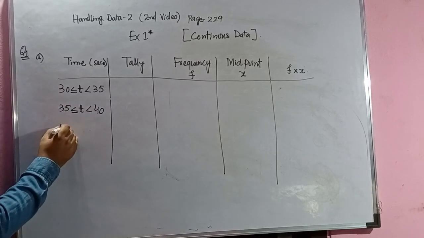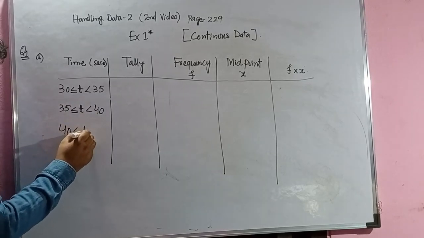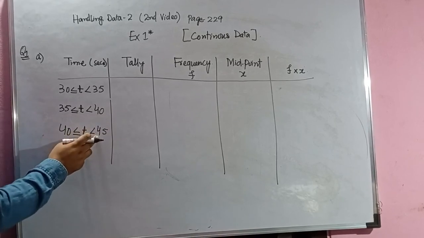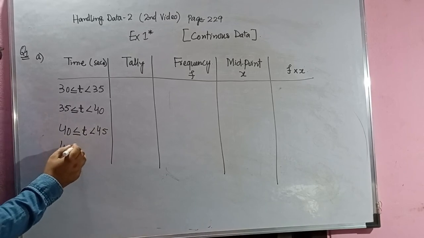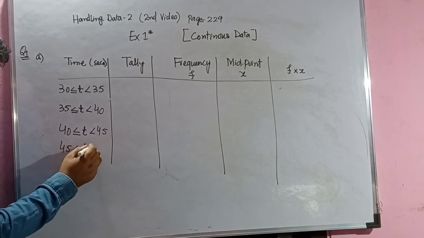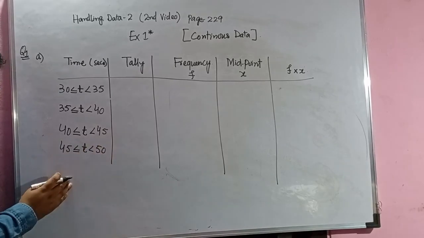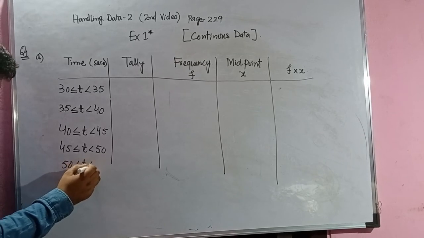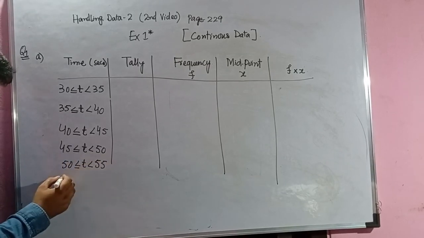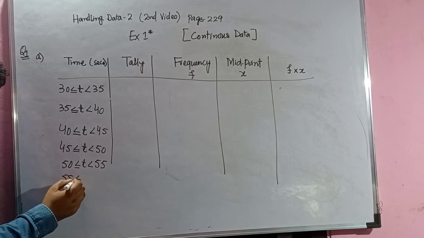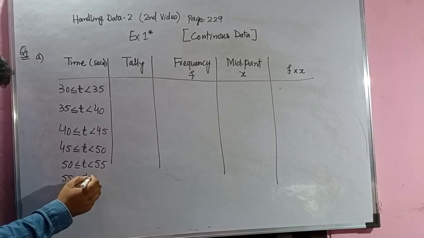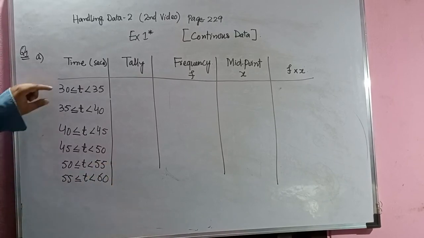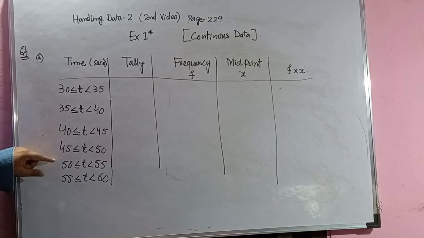One more class is 40 ≤ T < 45. So 40 comes in this class but 45 does not come. One more we have 45 ≤ T < 50, and one more we have 50 ≤ T < 55, and one more class we have 55 ≤ T < 60. So how many classes? 1, 2, 3, 4, 5, 6.